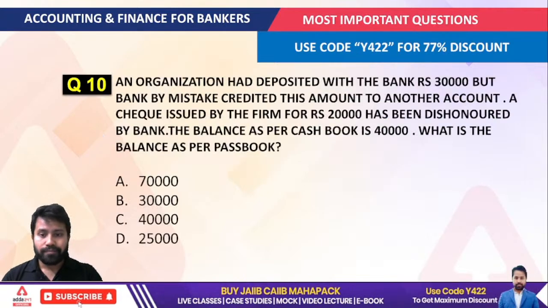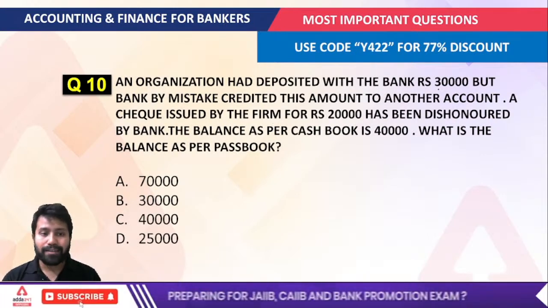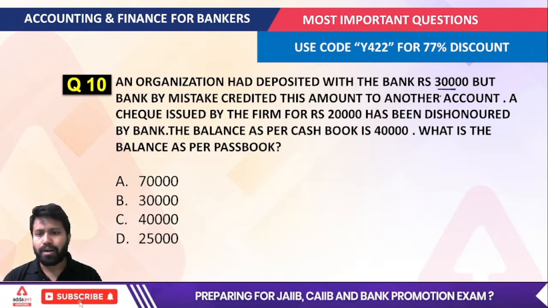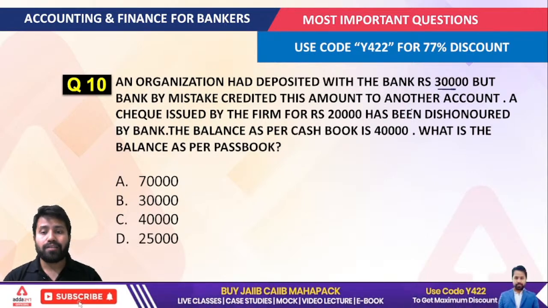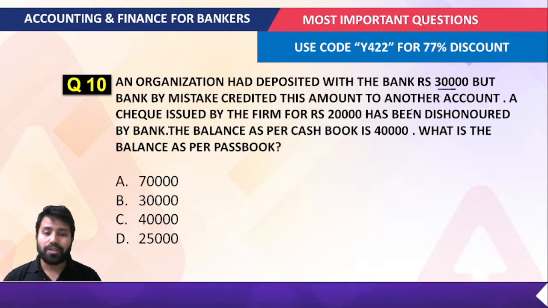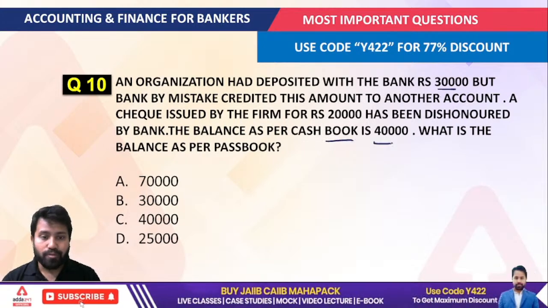An organization had deposited 30,000 with the bank, but the bank by mistake credited this amount to another account. A check issued by the firm for 20,000 has been dishonored by the bank. The balance as per the cash book is given. So the cash book balance is given.